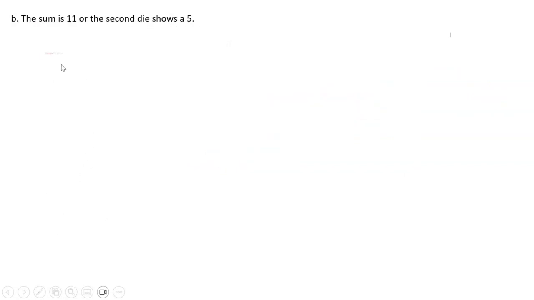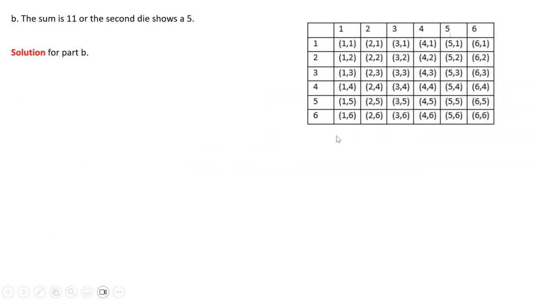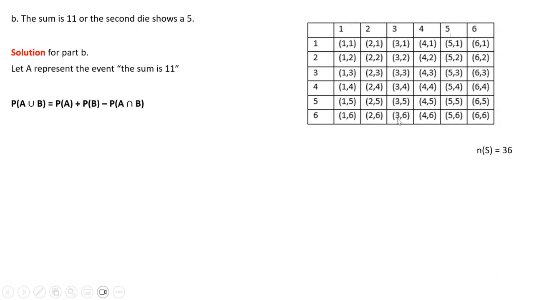Okay, now let's do part B. Again, right? So the sum is 11, or the second die was a 5. So again, this is my sample space. So the sum is 11. So it's going to be these right here. Right? These right here, the sum is 11. So it's only going to be 2.